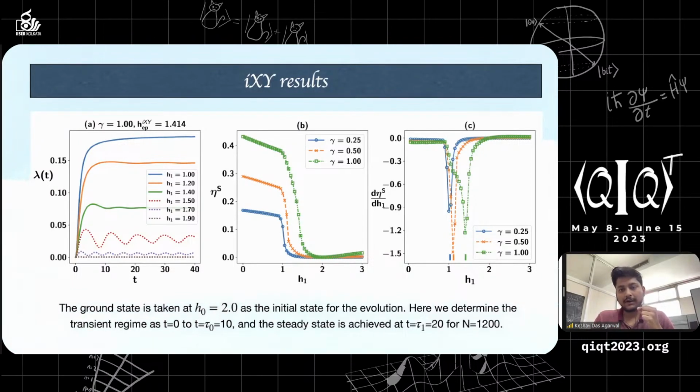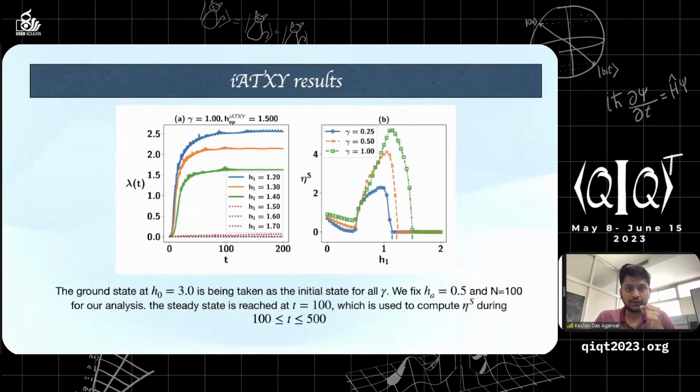the long time average is not just the rate function, but the long time average of it can detect the equilibrium critical lines. This is in the thermodynamic limit because it's analytically solvable. Similarly, for the IATXY, the steady state average shows non-analyticity without any differential at the exceptional points for different values of gamma. And this is also in the thermodynamic limit, the value saturates at small n. So this is our thermodynamic limit.